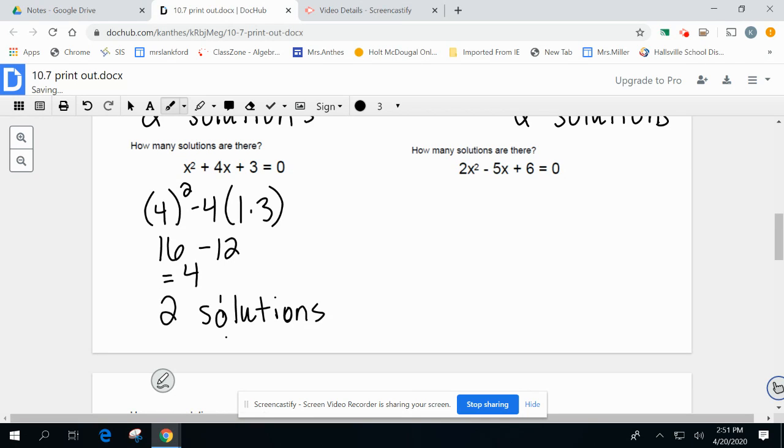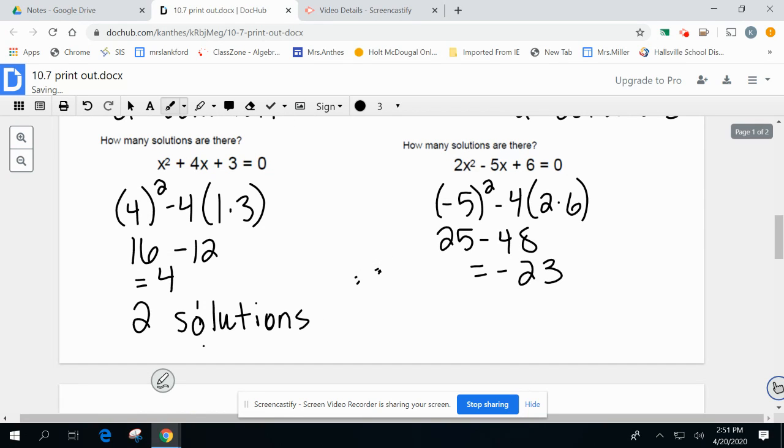Okay, and then negative 5 squared minus 4 times 2 times 6. So 25 minus 48. That equals negative 23. So this is no solution. Okay, so this would be no solution because you end up with a negative number.